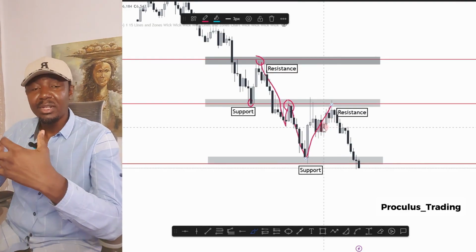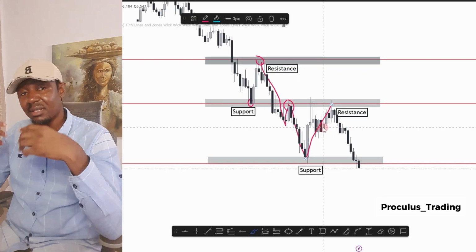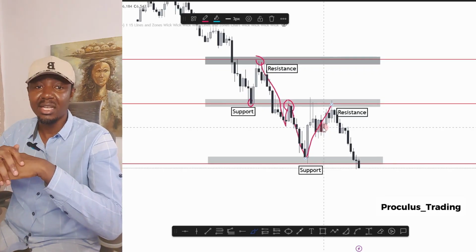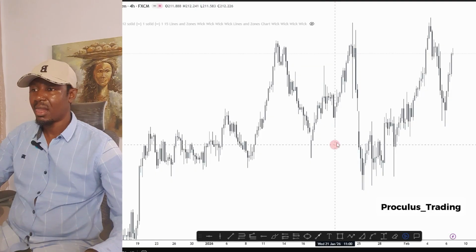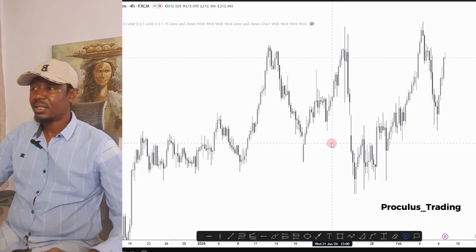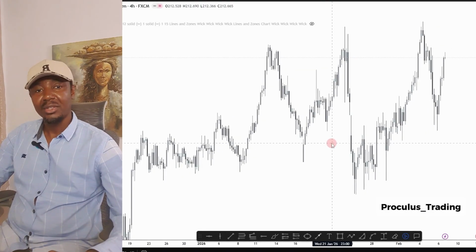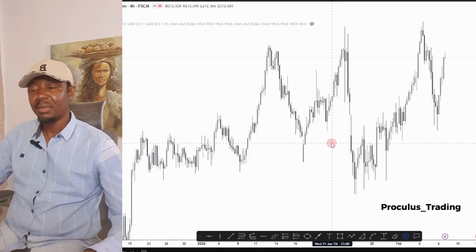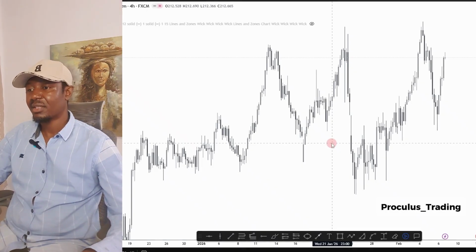So I'm going to be pulling out another chart so that we can have a better understanding of what support and resistance actually looks like. Okay, so this is a chart of the Pound JPY, the 4-hour chart. All right, and we're going to be marking up the support and resistance of this chart right here.